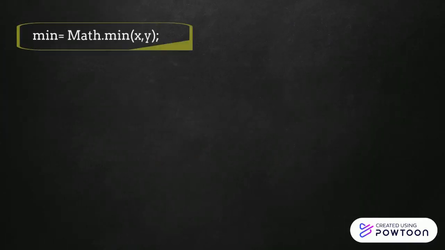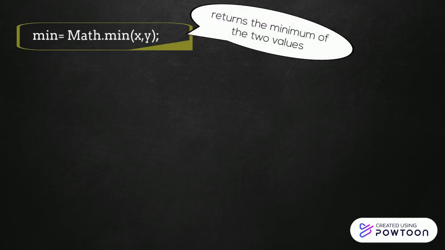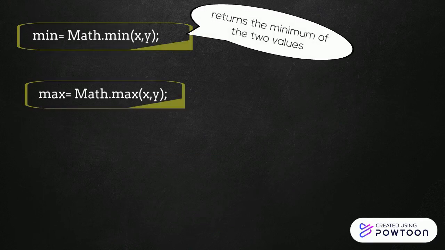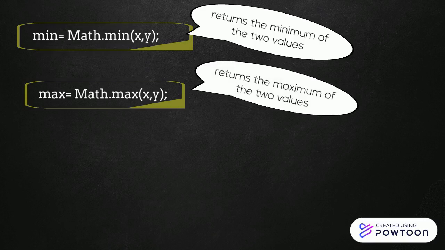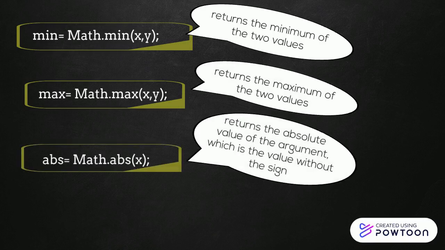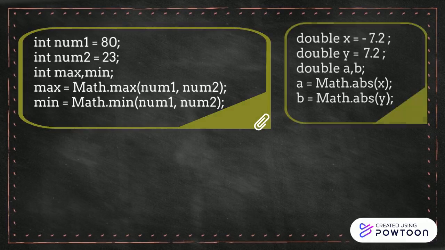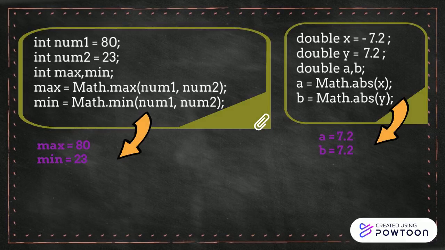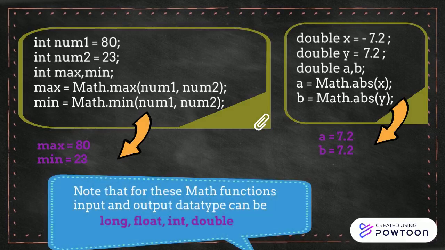A few more mathematical functions. Math.min returns the minimum of two values. Math.max returns the maximum of the two values. Math.abs returns the absolute value of the given argument, which is the value without the sign. Here are some examples of how to use them in your code by declaring the variables, and how these math functions also can be used for long, float, int, or double data types.